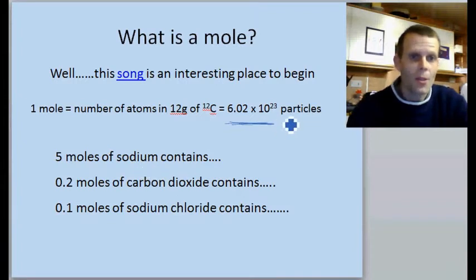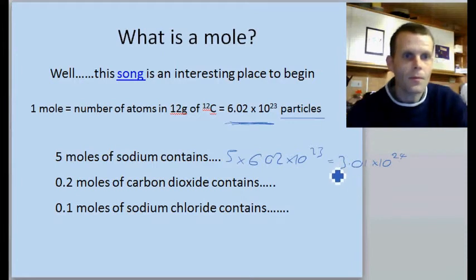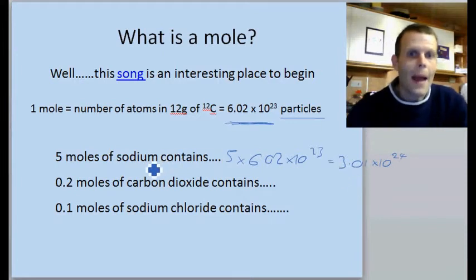Notice I'm using the word particles. It's kind of my simplest unit. It's a little bit broad, a little bit of a hazy term. 5 moles of sodium is going to contain 5 times 6.02 times 10 to the 23 particles of sodium, which is 3.01 times 10 to the 24 sodium atoms. So the particle in this instance is an atom, 3.01 times 10 to the 24.